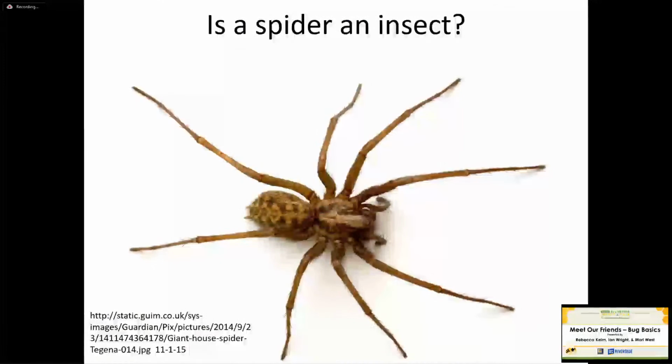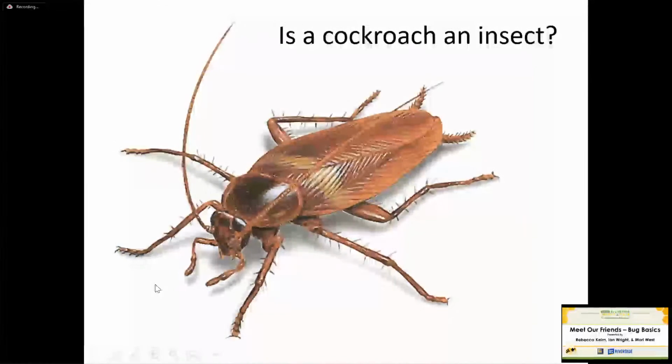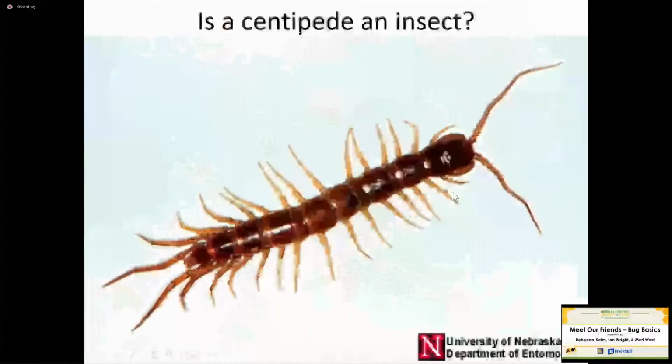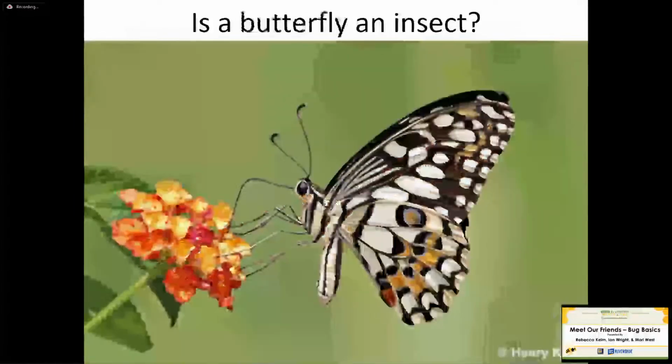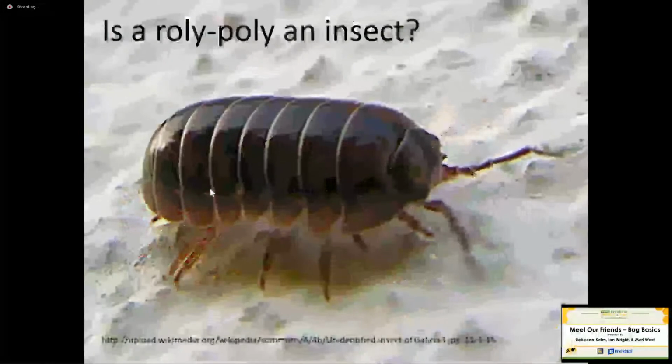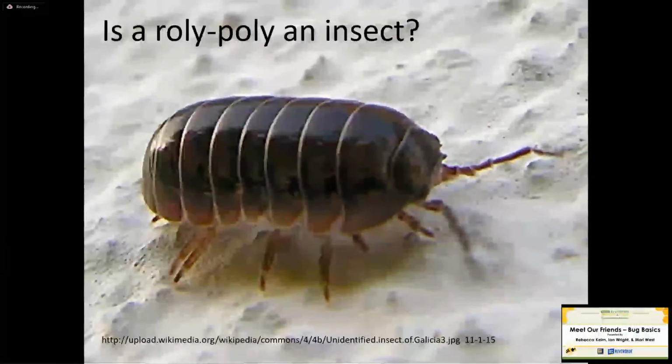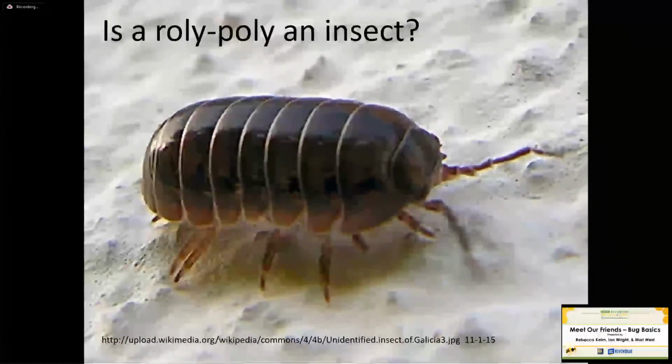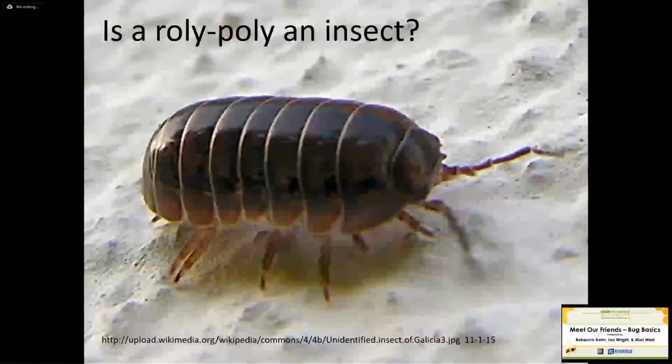Whereas the spider is not, because it obviously has 8. A cockroach is an insect because it has 6 legs, whereas a centipede is not because it has way more legs than I wish to count. A butterfly is an insect because if you look at its little skinny legs, it has 6. Whereas my personal favorite, the roly-poly, unfortunately is not an insect, but is a crustacean. So it's more closely related to like shrimp or crabs.